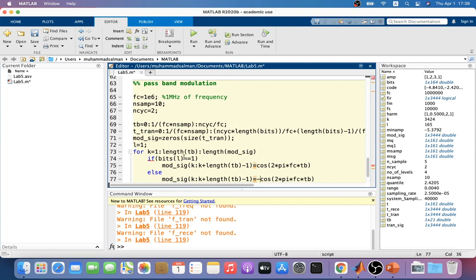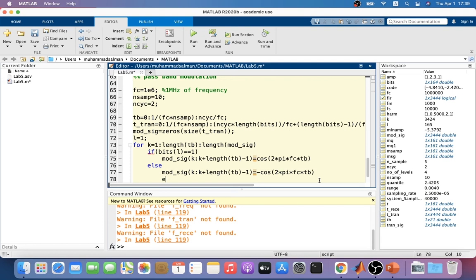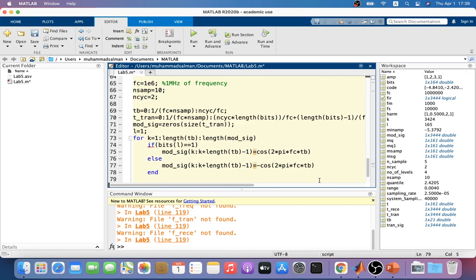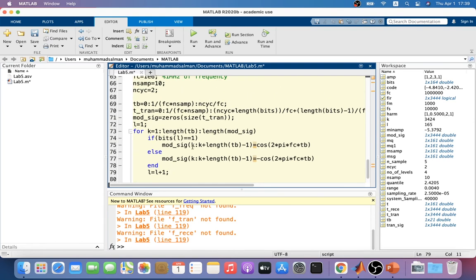So if any bit is 1, it should contain the signal which is cos 2 pi fc t over tb. But if the bit is 0, then it should contain the reciprocal of that, starting from the other side. And then I should just finish it. Also, since I'm using this L, I should keep incrementing it: L is equal to L plus 1. So I think it's pretty simple. Let me explain this part.